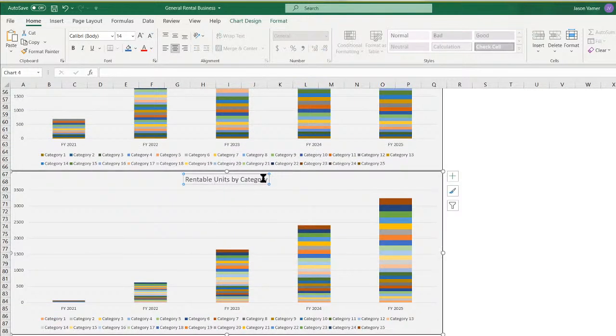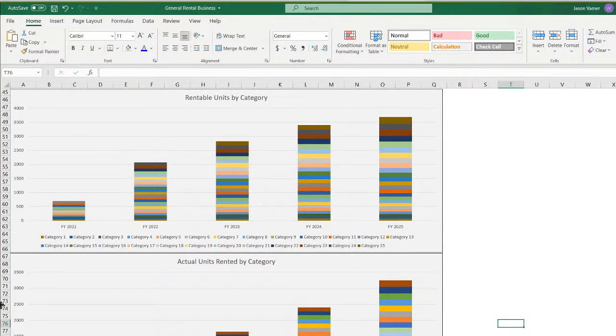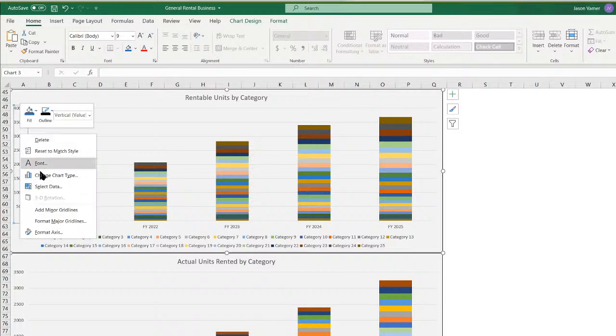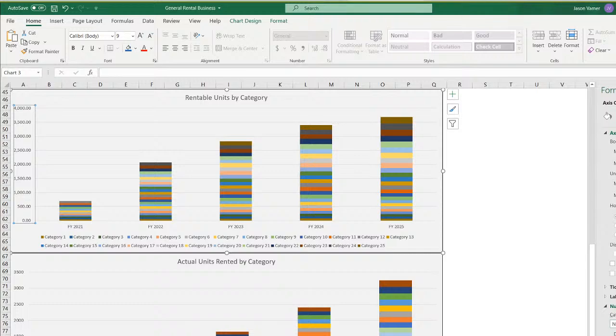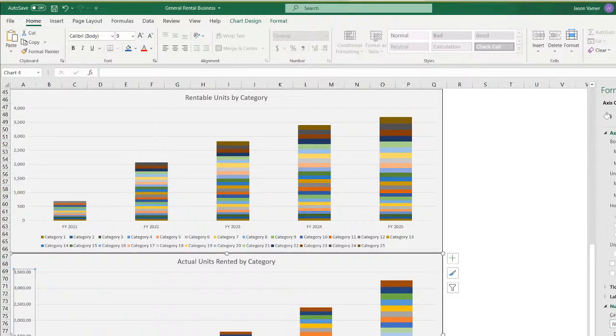So, actual units rented. I don't know why Excel isn't picking up the comma, but we'll just put it in there. Wait, link to source. Oh, here we go. Number. Perfect. Same thing here. Number.